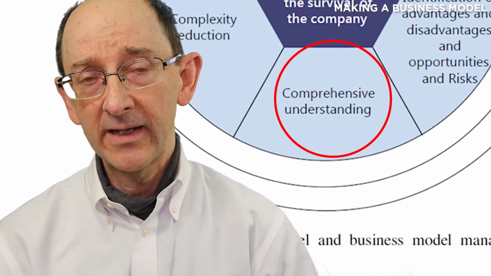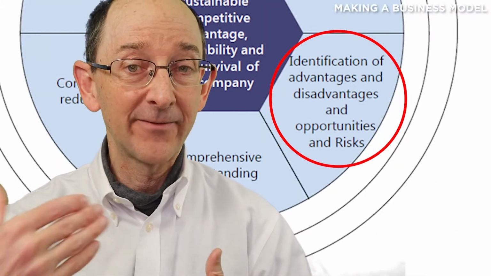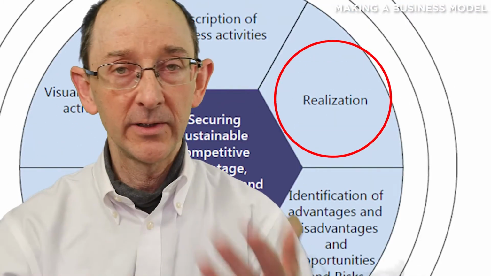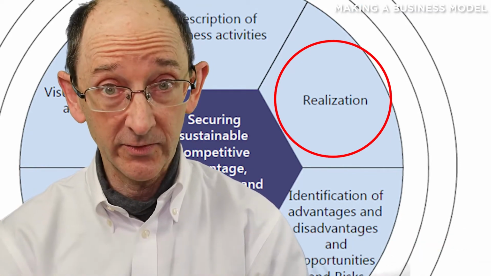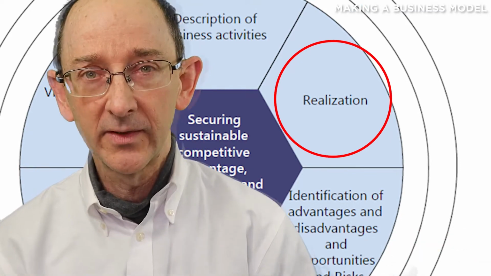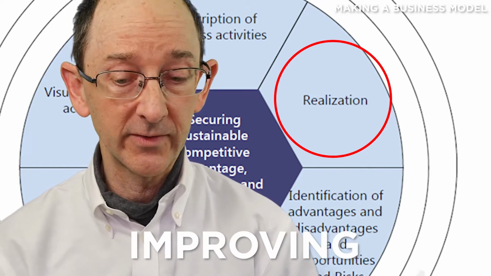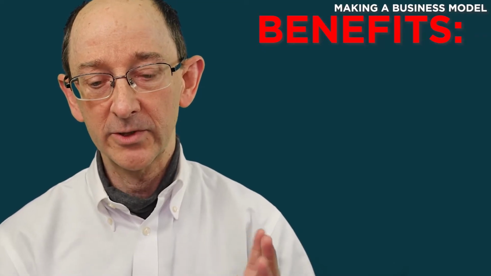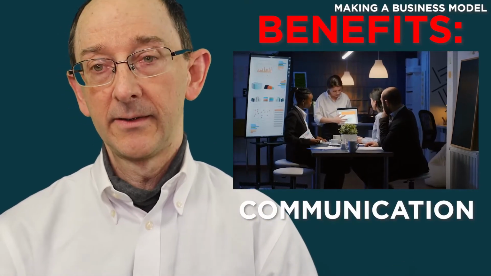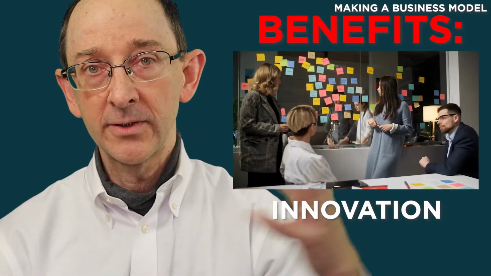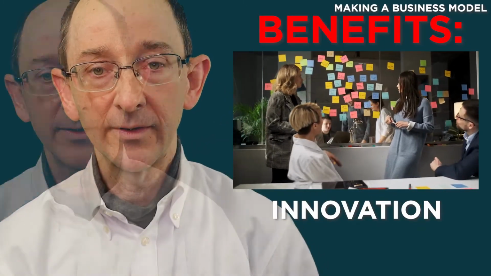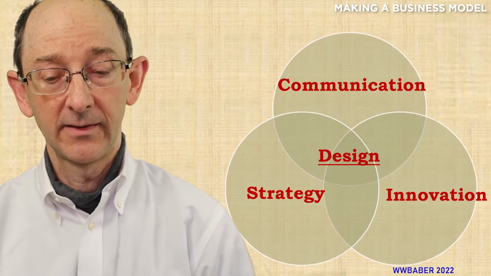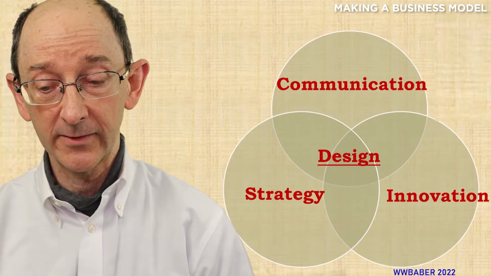And then we try to gain overall understanding. After that, we can identify advantages, problems, things we want to change, and realize those changes. So that last one is more than understanding, it is improving the business. So in the end, we want to get the benefits of business models, which are communication, strategy, innovation, bring them all together into a design bundle so that we can improve a business and understand the environment that it exists in.